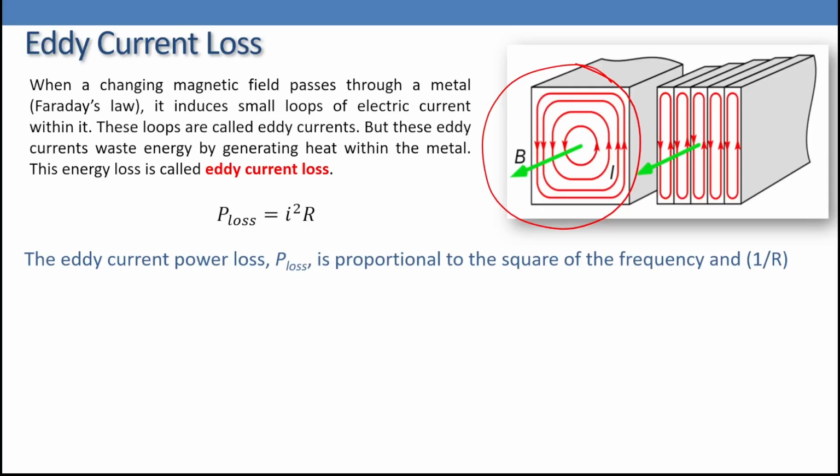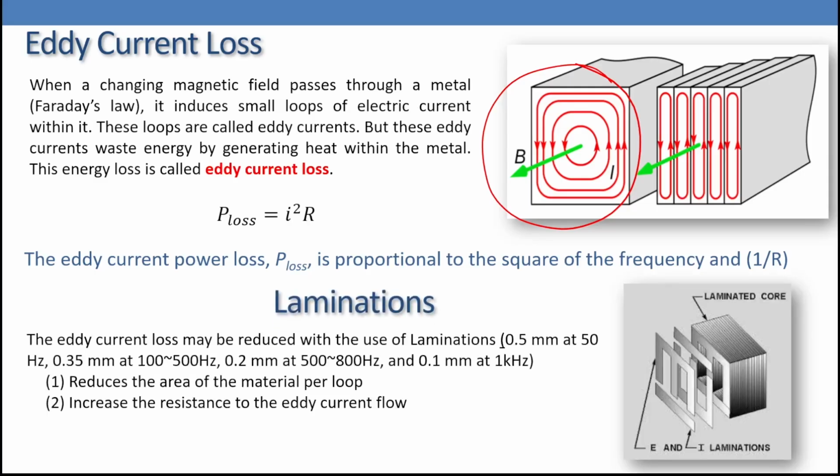So the solution is to increase the resistance. How are we going to increase the resistance? Using laminations. When the core is split into thin insulated layers, we call it laminations. Each layer acts like a barrier. The insulation between layers increases resistance, making it much harder for large eddy currents to flow. In conclusion, laminations limit the size of current loops and increase resistance.